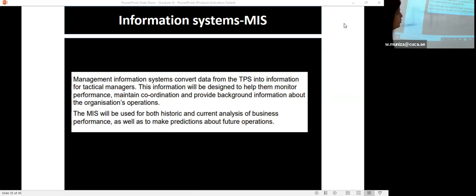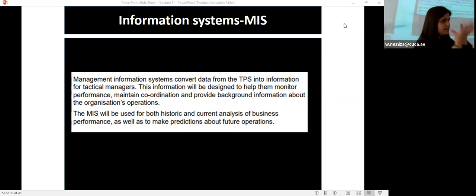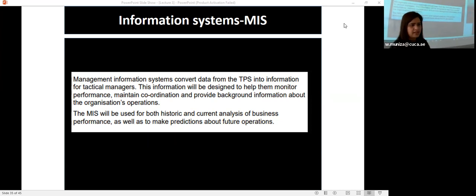The MIS is used for both historic and current analysis of business performance, as well as to make predictions about future performance and future operations. So this management information system gives managers of the organization the liberty to make decisions in an appropriate way. It collects historic data, and it collects data from different sources so that duties can be discharged appropriately.